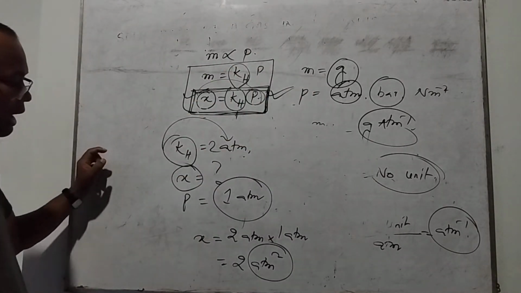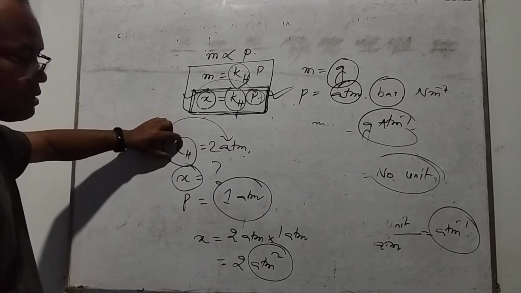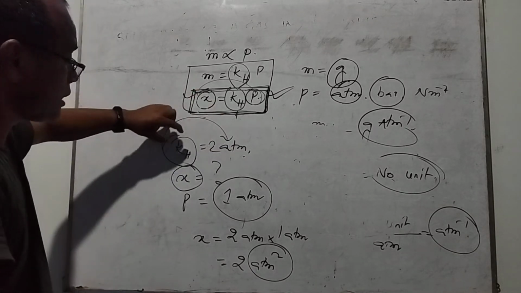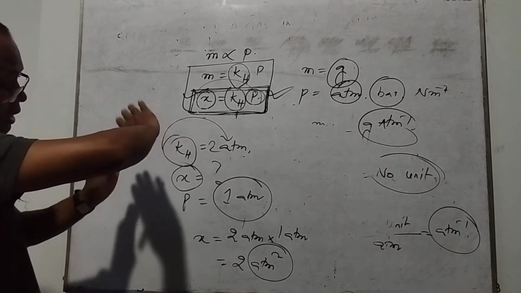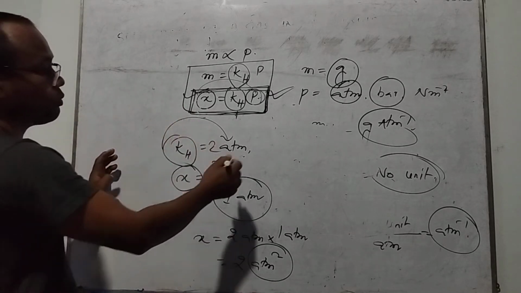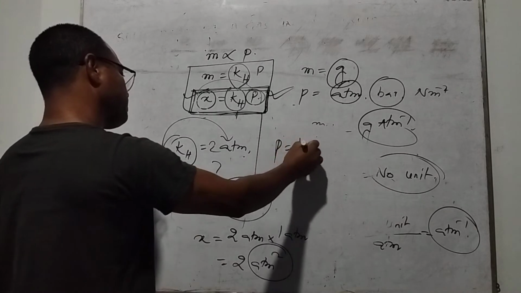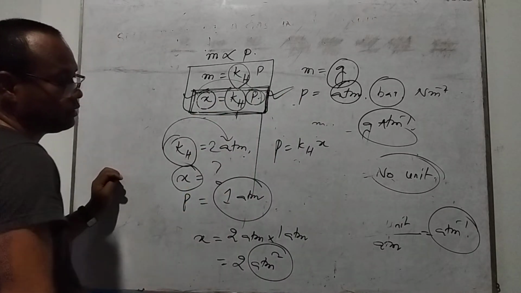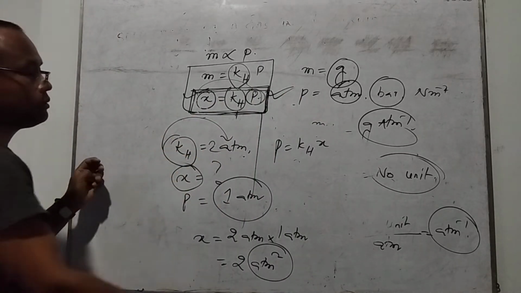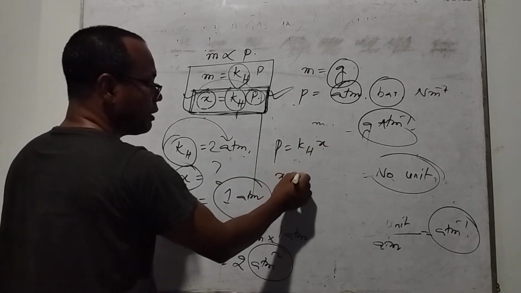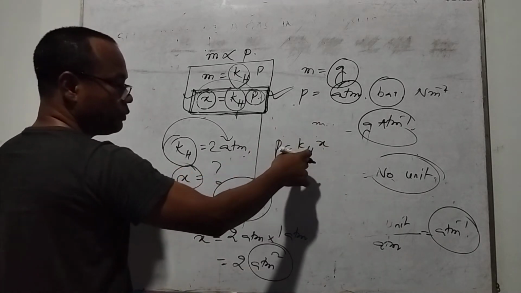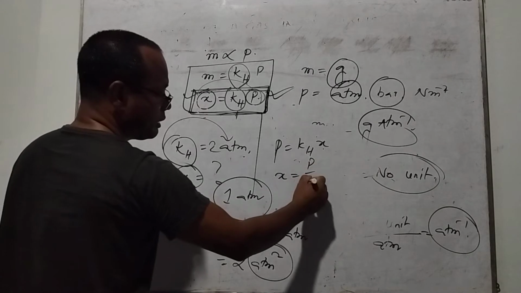Don't forget, according to the unit of the KH value given, we have to change. So what should we change? Instead of using this one, we have to use it like this, right? Now, when we are going to calculate the X value, how do we calculate it? By using this equation: P divided by KH.